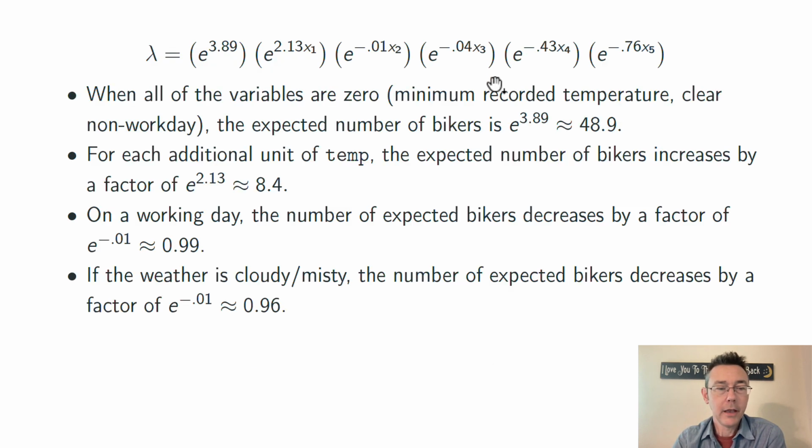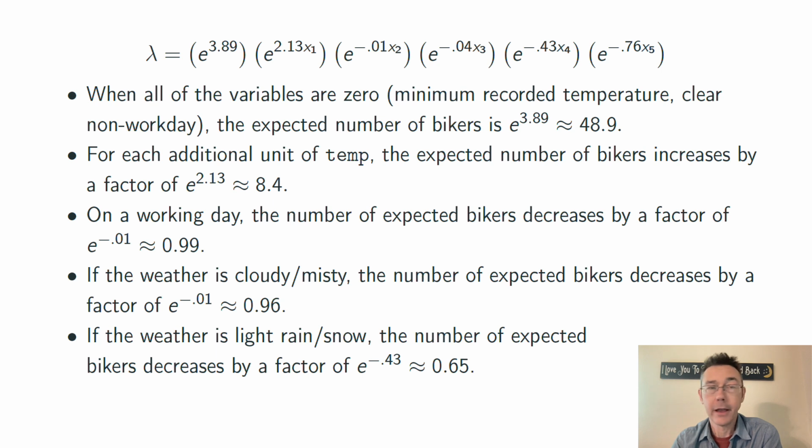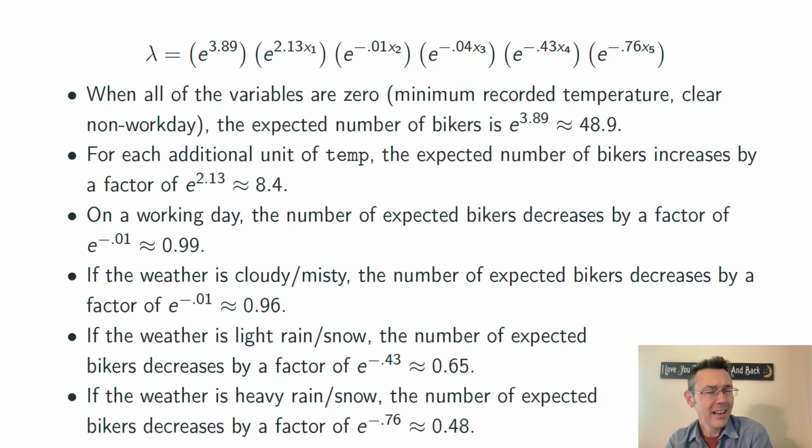Similarly, if the day is cloudy or misty, the number of bikers decreases by a factor of 0.96, so it drops by about 4%. If it's light rain or snow, it drops by about 35%. And heavy rain or snow, the interpretation we have here is that it drops by 52%, but remember, we only have one observation here, so I wouldn't put too much stock in that.